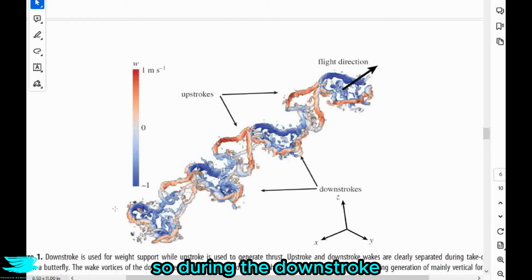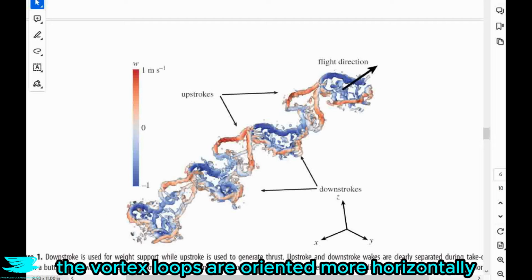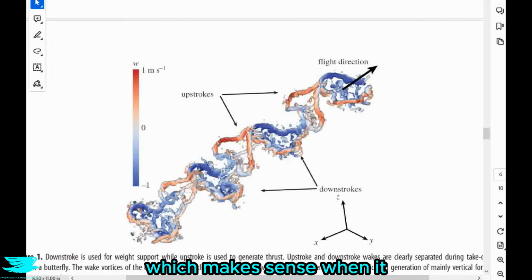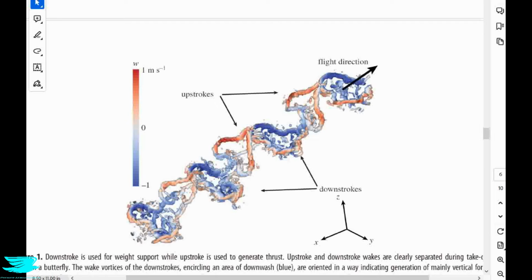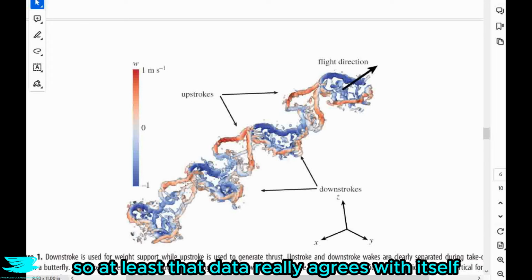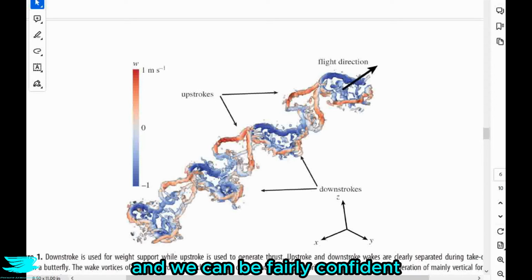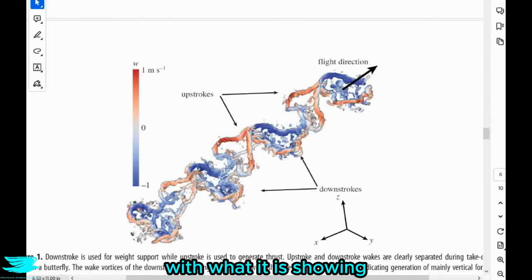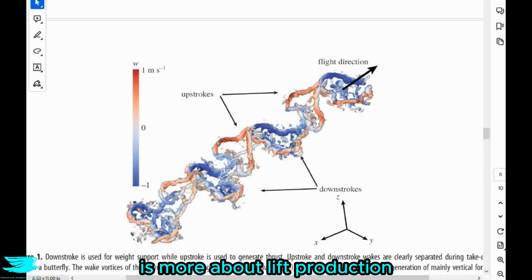So during the downstroke, the vortex loops are oriented more horizontally, which makes sense when it comes to lift production. During the upstroke, the vortex loop is now oriented vertically, which also makes sense because it is more about thrust production. So at least that data really agrees with itself, and we can be fairly confident with what it is showing, and that the downstroke is more about lift production and the upstroke is more about thrust production.